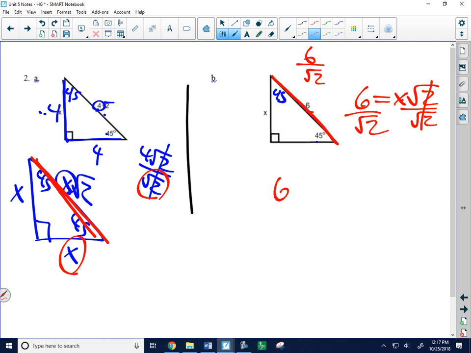Now, I'm guessing last year, the year before, you were taught to rationalize these to get them so there's no square root on the bottom. Do you remember doing that? You remember the process? That's 6 over radical 2. So first of all, yes, this is x. I'm not writing it in there yet because I want to get it in simplest radical form. So does anybody remember how to simplify it?